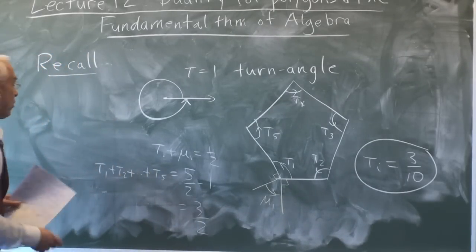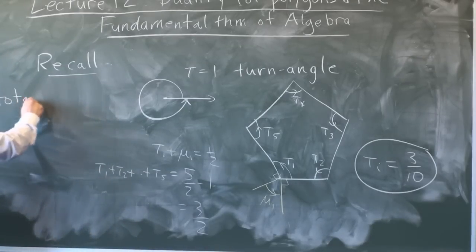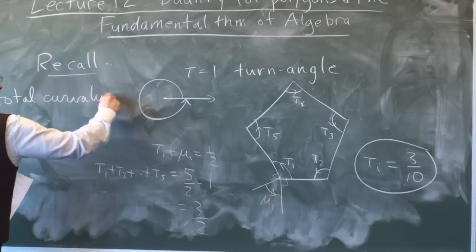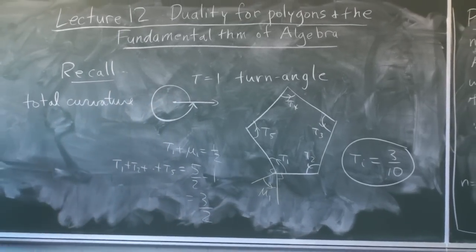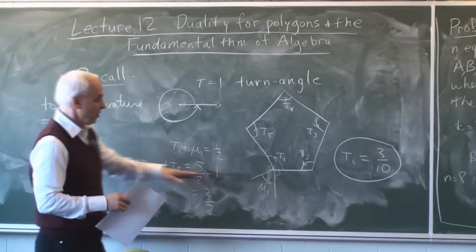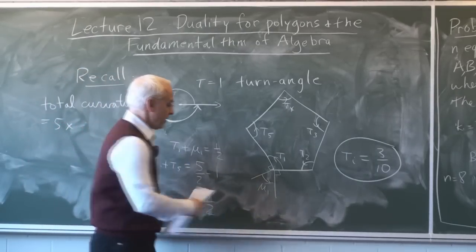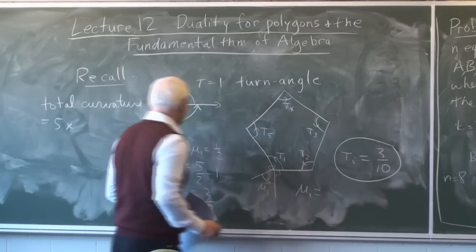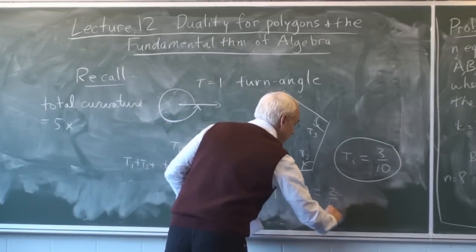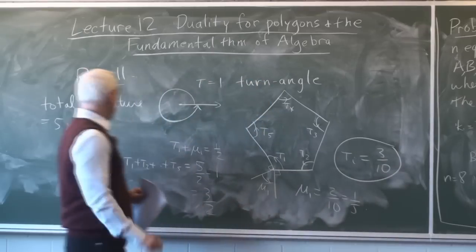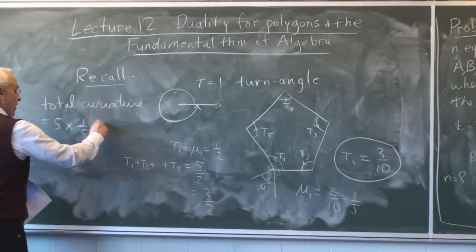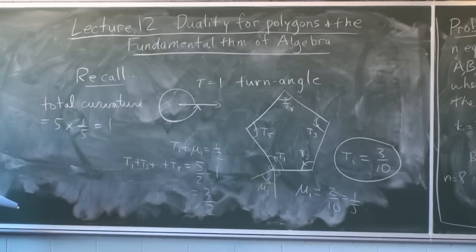And conversely, the total curvature, we'll just check. The total curvature is 5 times, what is the external one? Mu1 will be, well, if they add up to 1/2, then mu1 would better be 2/10 or 1/5. And so the total curvature is 5 times 1/5, which is 1, which is what we expect for any convex polytope. So we are now in a position to analyze ordinary familiar triangles in a new way.